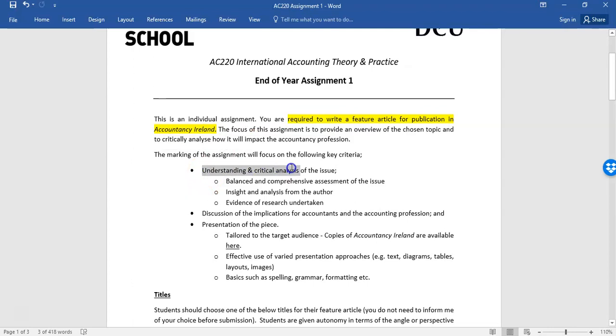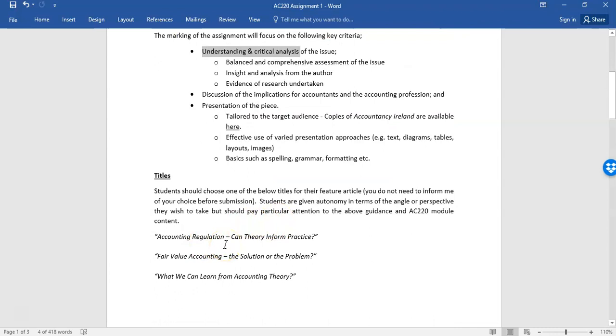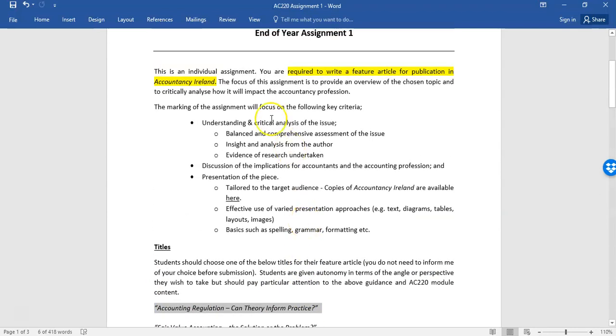I'm looking for you to understand and critically analyse, for example, fair value accounting. Is it a good solution, or is it a problem? I'm looking to see, do you understand accounting regulation theory? Can it inform practice? So there will be an element of self-directed research here. You can take any angle you want, but you have to meet the brief in terms of the title. You have to meet the brief in terms of who the target audience are. They're qualified accountants and they're time poor. They're not looking for a heavy academic piece. They're looking for something that's engaging, it uses real world examples, and they can take away something from it.